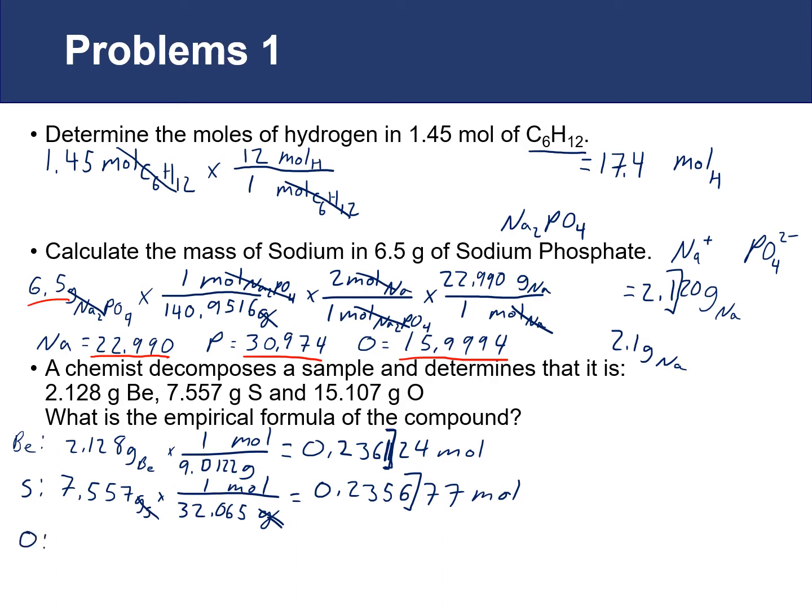Lastly, the oxygen. We have 15.107 grams of oxygen. Multiply that by 1 over the molecular weight. 1 mole is 15.9994 grams. That gives us 0.9442229. For significant figures on this one, we actually have 5 because of our initial mass.